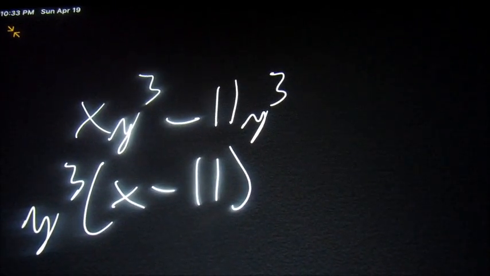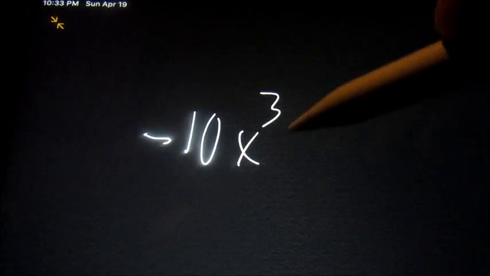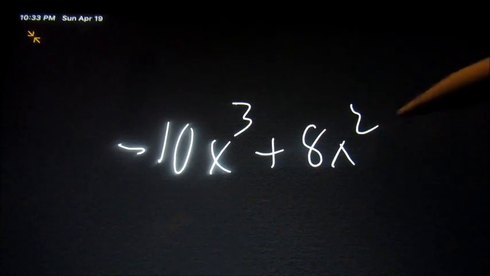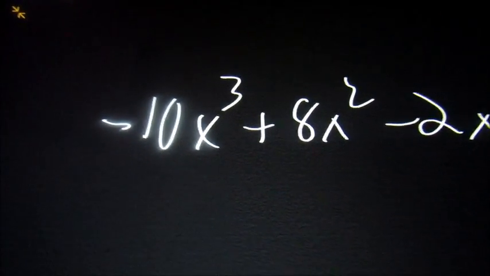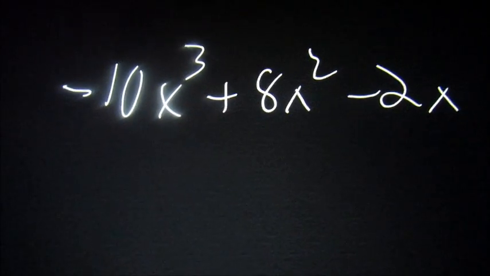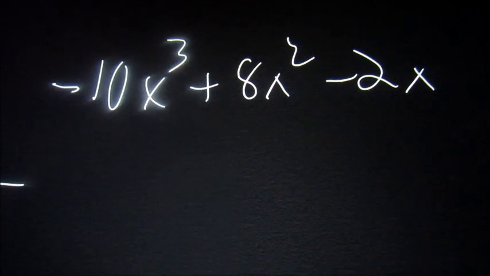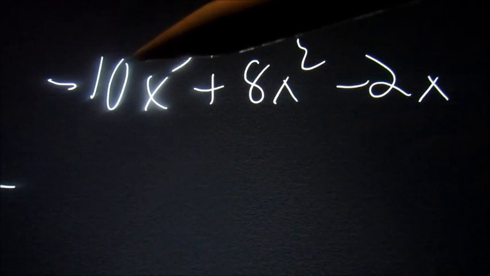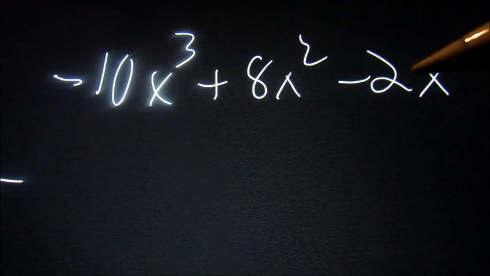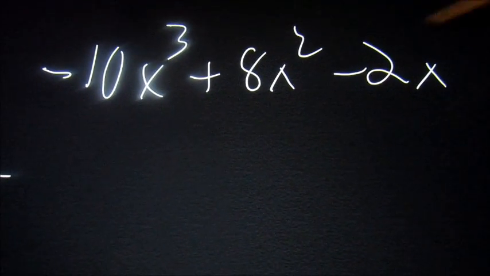Okay, so now let's look at a little one that has more terms. Let's say we have negative 10x to the 3 plus 8x squared minus 2x. Now here, we do want to factor out the negative. So I'm going to factor out the negative to begin with, because we just don't want our leading term to have a negative sign. Then I'm going to look at the numbers. We have a 10, an 8, and a 2. The biggest number that will go into all of these is a 2.